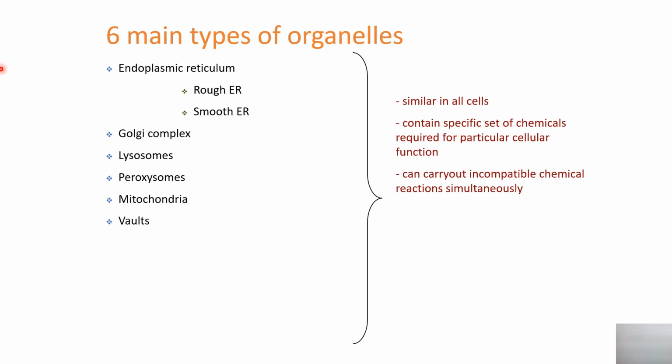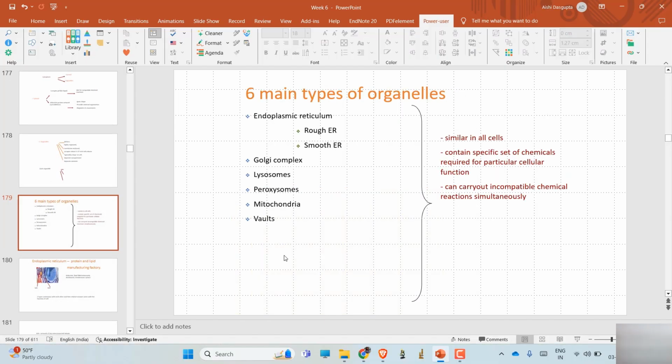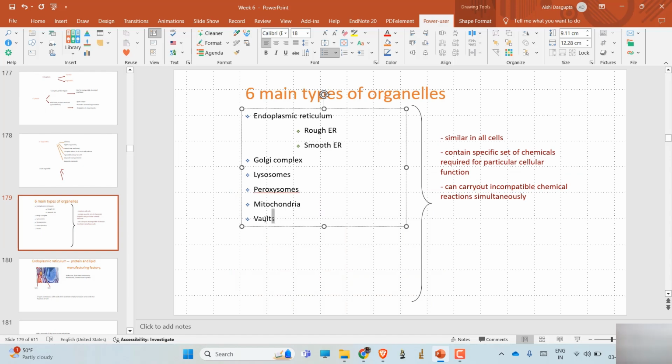The main types of organelles are endoplasmic reticulum, rough ER, smooth ER, Golgi complex, lysosomes, peroxisomes, mitochondria, and vacuoles.